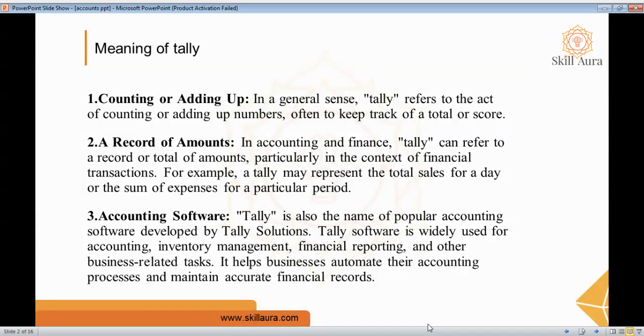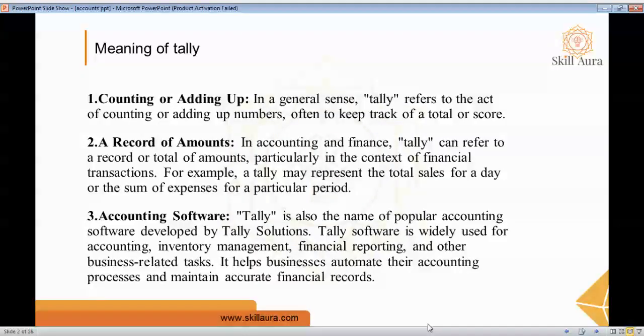So for sports and games, to calculate the total and the score, you'll use this Tally as counting and adding up, as a scoreboard. When it comes to the next one, a record of amount. A record or account of something often kept for reference or proof. Here in accounting and finance, Tally can refer to a record of the total amount, particularly in the context of financial transactions.